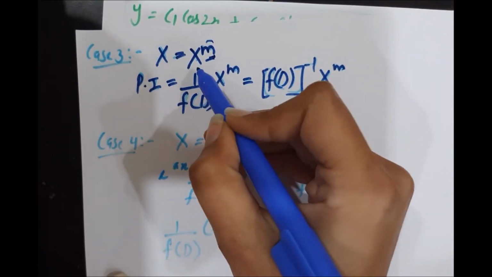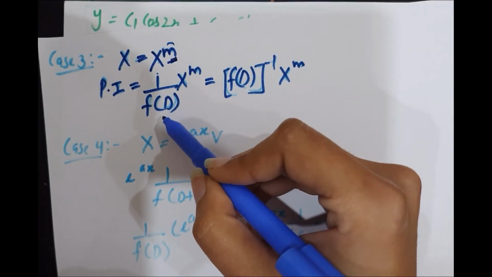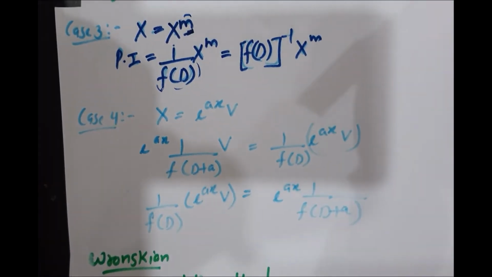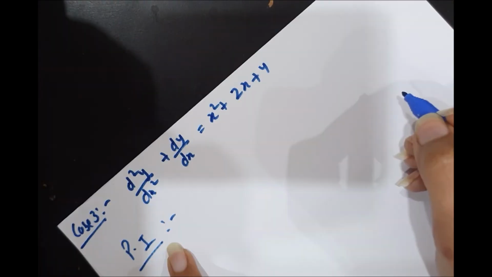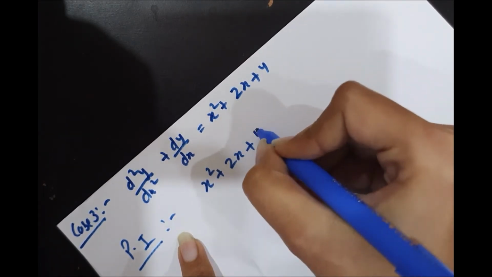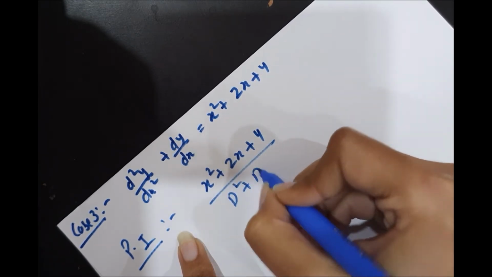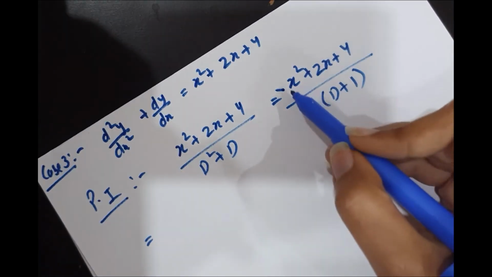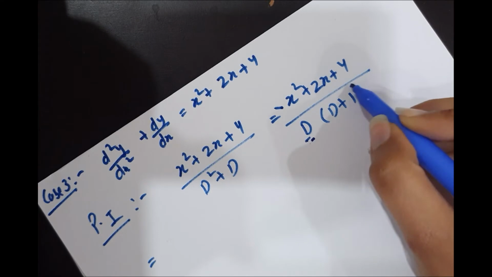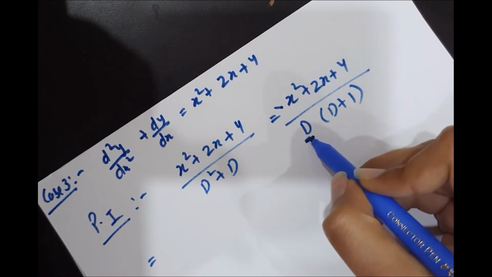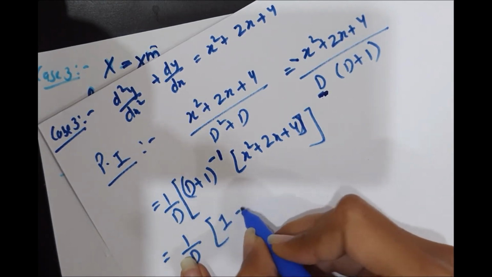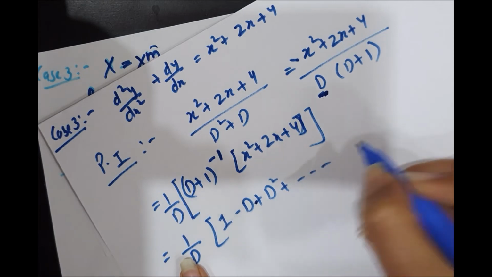Now the third case: if x is raised to some power, then in that case we will take this function in the numerator and then expand this function. Let's see how. Now we have this function. To find its particular integral, we have x square plus 2x plus something. So what can we do in this case? In this case, we can take this D plus 1 in the numerator and after solving it, we can integrate the function because of this D. Now expand this function. It will come out to be 1 minus D plus D square plus so on.